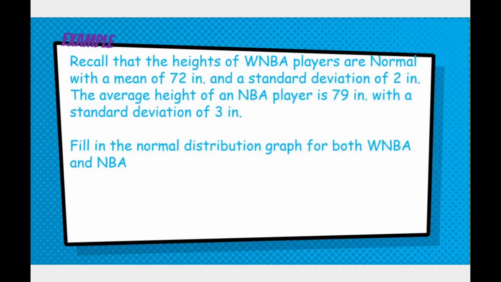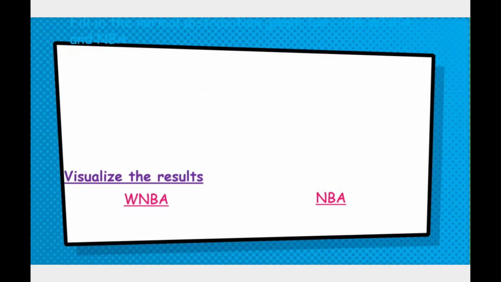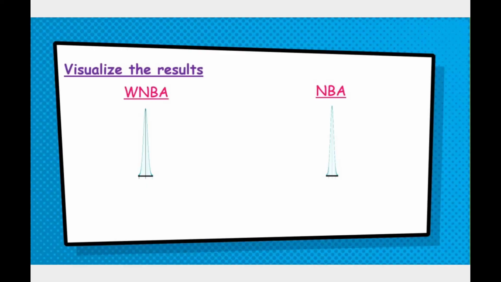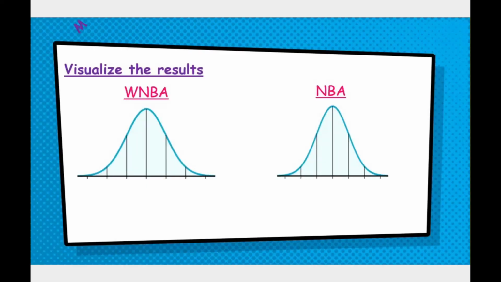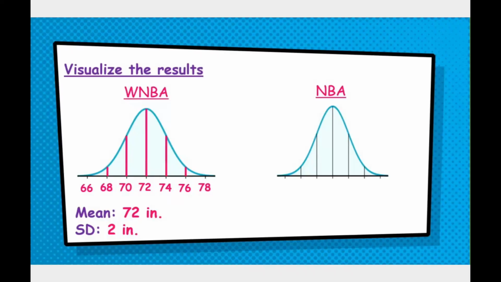So we're going to start off with recalling the heights of WNBA players and NBA players, and then going through and visualizing the results. Using the mean and the standard deviation of each one of those, we get something like this. With the WNBA player, we have a mean of 72 with a standard deviation of 2. If I start with my mean in the middle and go up 2 and down 2 three different times, I get a graph that looks like this.